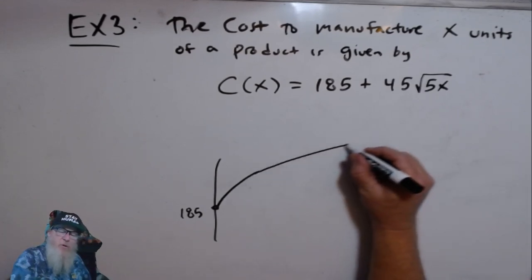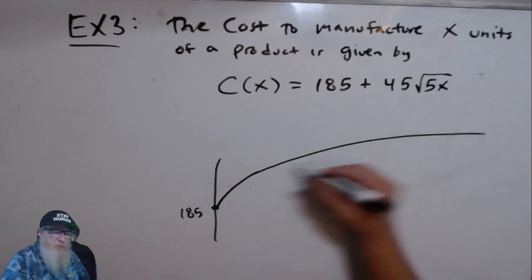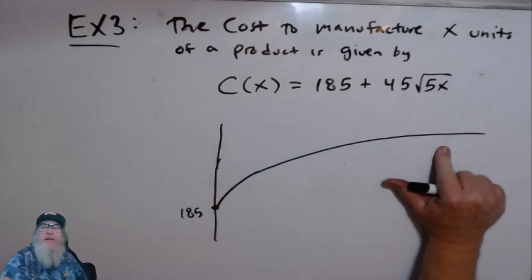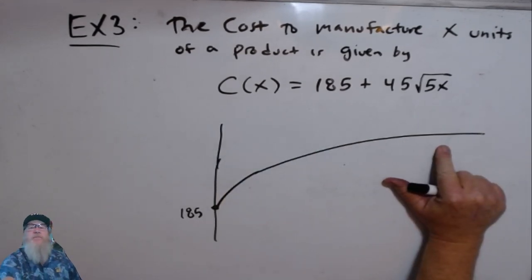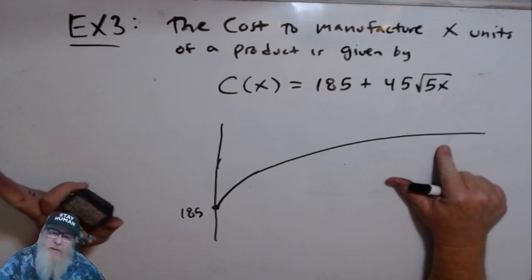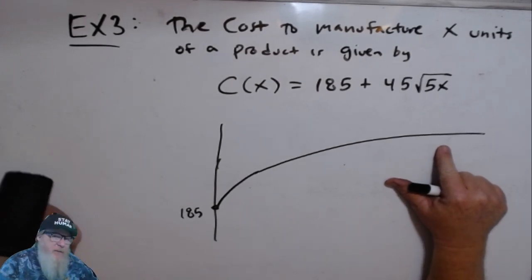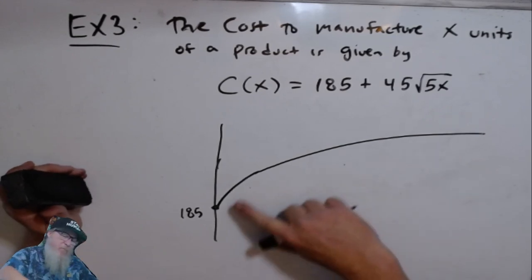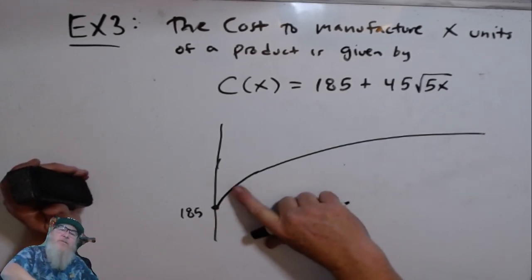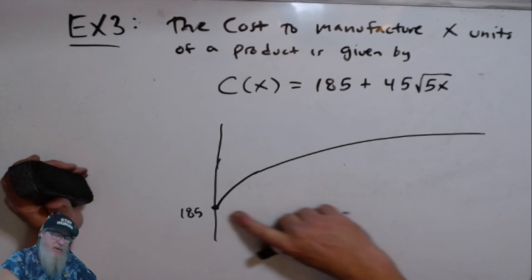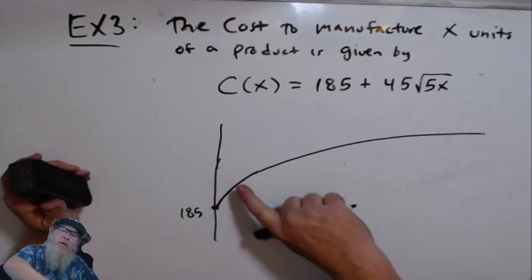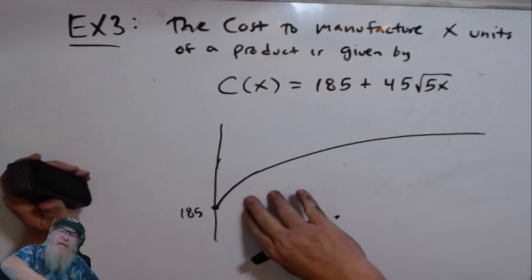As you buy more units, it gets cheaper and cheaper and cheaper for each additional unit. So if you remember the section on derivatives and the margins, we talked about the marginal cost. The marginal cost here was much higher than the marginal cost here. The slope here is steeper, because we're making fewer units.